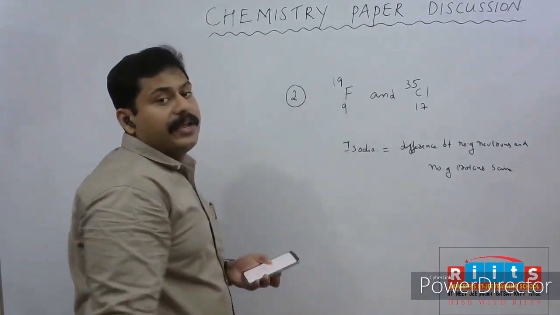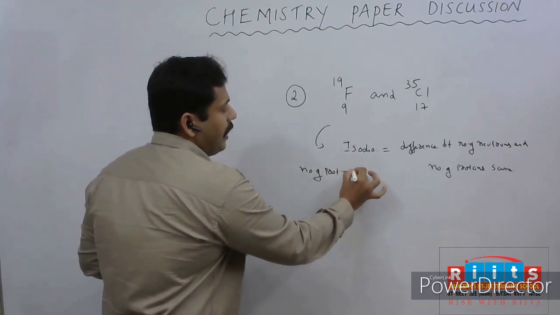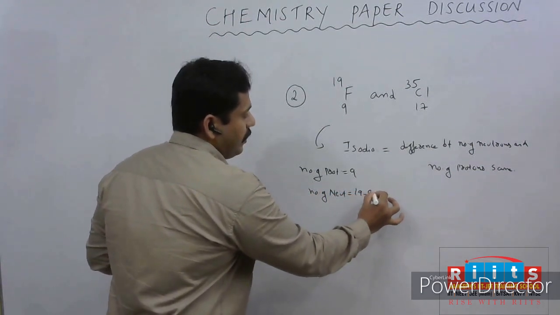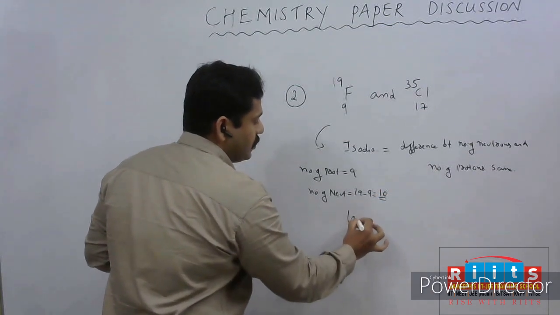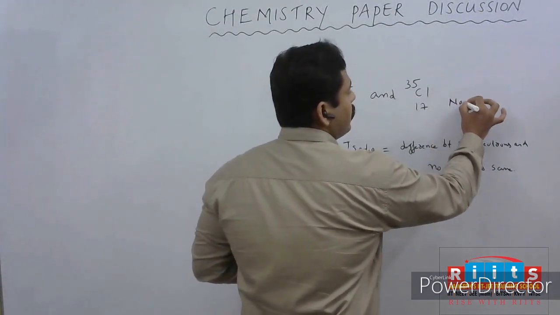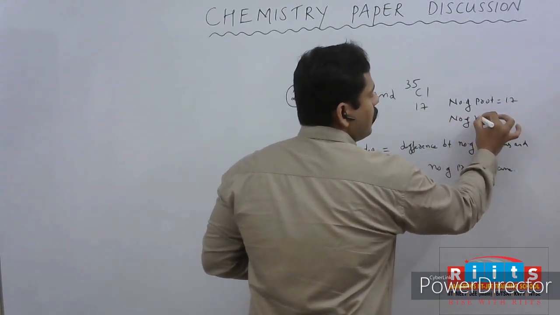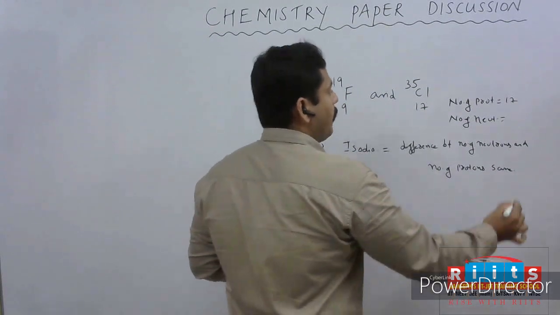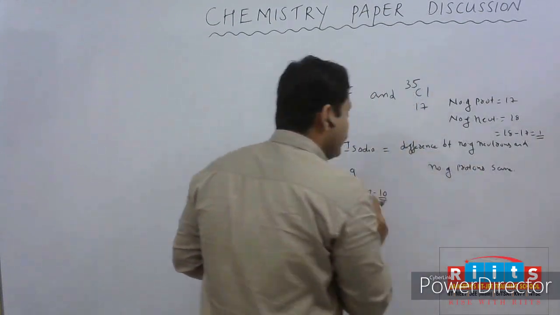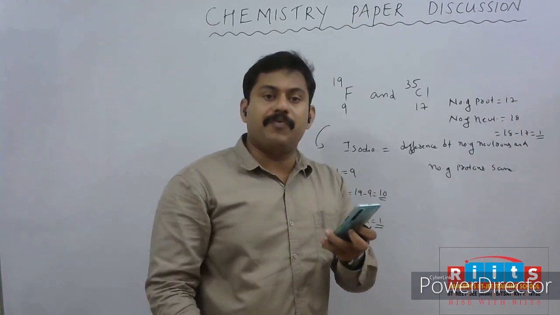So from F 19 with atomic number 9, what is the number of protons? The number of protons will be 9. What is the number of neutrons? 19 minus 9, that is equal to 10. So what is the difference? 10 minus 9, that is equal to 1 only, right? Here also, what is the number of protons? 17. What is the number of neutrons? Mass number minus atomic number, right? So it will be 18. What is the difference? 18 minus 17 is equal to 1. So in these two cases we are getting the same difference, right? That is known as what? Isodiaphers. Now we have to verify the remaining also.